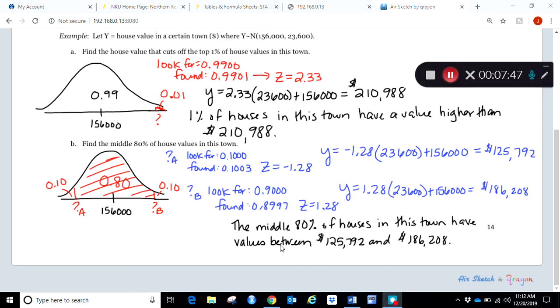So this time I would say that the middle 80% of houses in this town have values between my two numbers, so $125,792 and $186,208. At this point, you have technically learned everything inside this module. One thing that we may struggle with is knowing when to use which technique that we've talked about thus far. So the last thing we have is a big example that puts all the different types of problems together and gives you a chance to work them and see if you're right as you go.